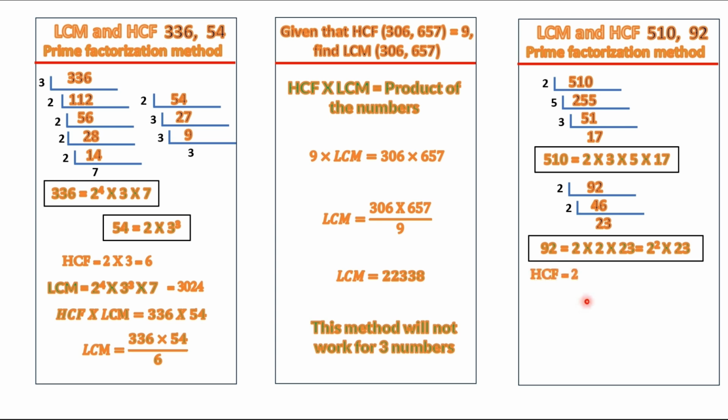First we will find the HCF. So only 2 is the common, here 2 square. So 2 only is the common factor in these two, okay? So that common factor will become only 2, right?